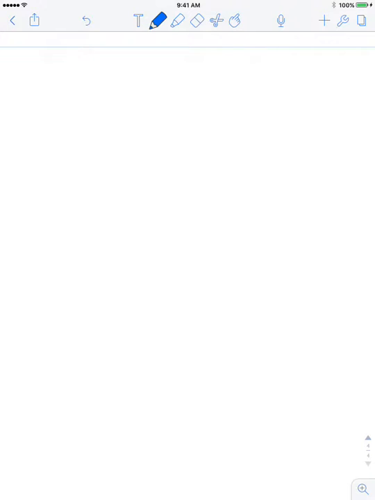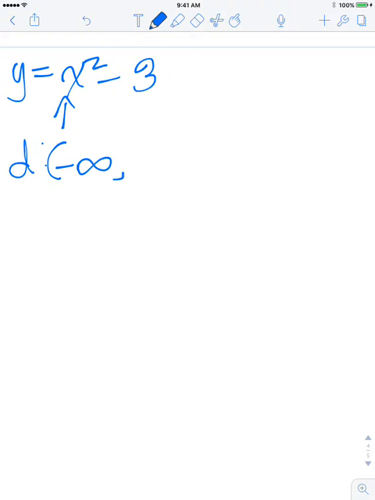Change to blue. y equals x squared minus 3. The domain: what are all possible x values I can plug in without making that undefined? Nothing is going to make that undefined. You can square any number: you can square 0, a positive, or a negative number. My domain is negative to positive infinity.